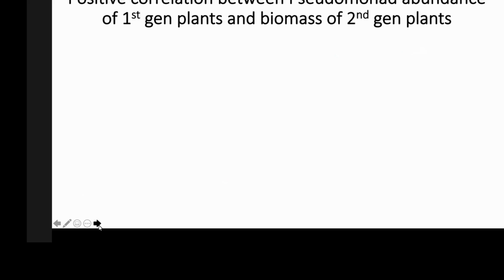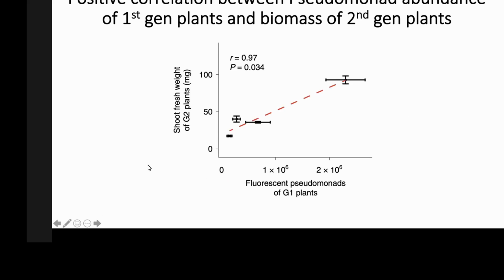All right, cool. So the next thing that they looked at was whether or not there was a correlation between Pseudomonas abundance in these first generation plants and the biomass of the second generation plants. And they did in fact see a positive correlation. So here is shoot fresh weight of G2 plants as a function of fluorescent Pseudomonas of G1 plants. You see that the slope of the line is in the positive direction, right? So if you increase your fluorescent Pseudomonas in the G1 plants, there's a likelihood that your fresh weight will also go up.